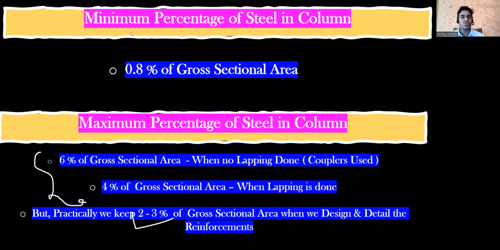Most of the questions we have understood. I took 0.8% of cross sectional area, told you the manual calculation. Maximum is also done.